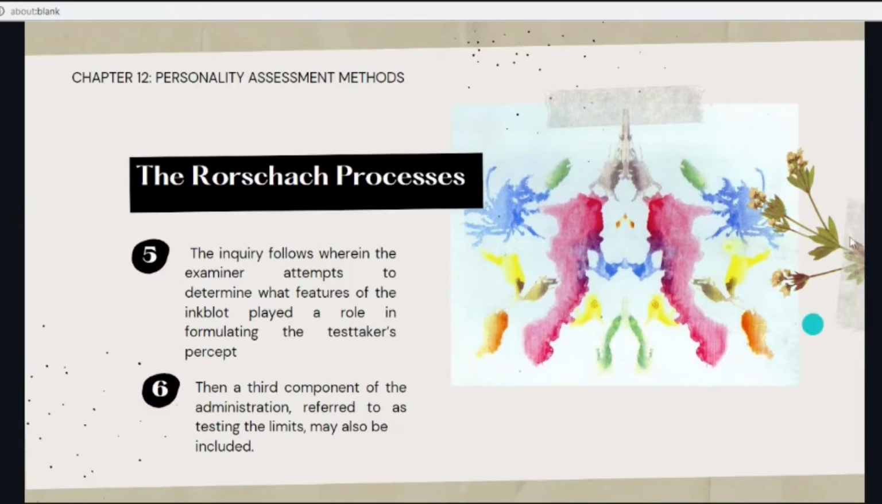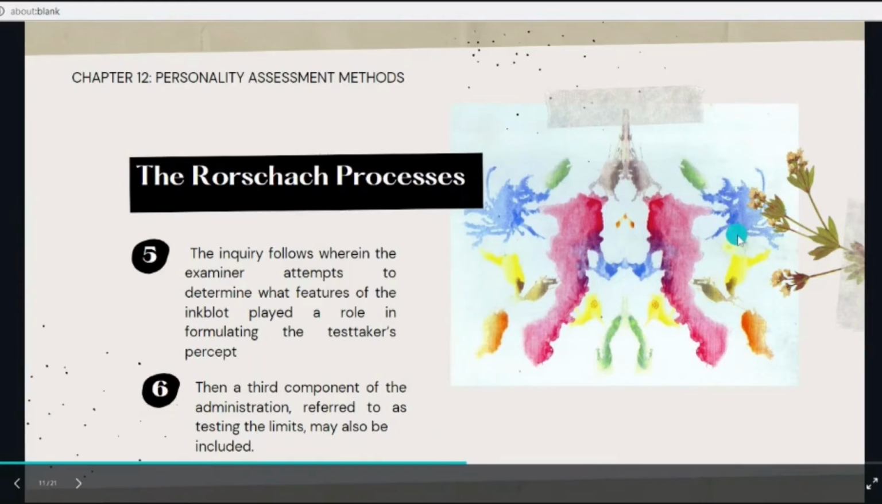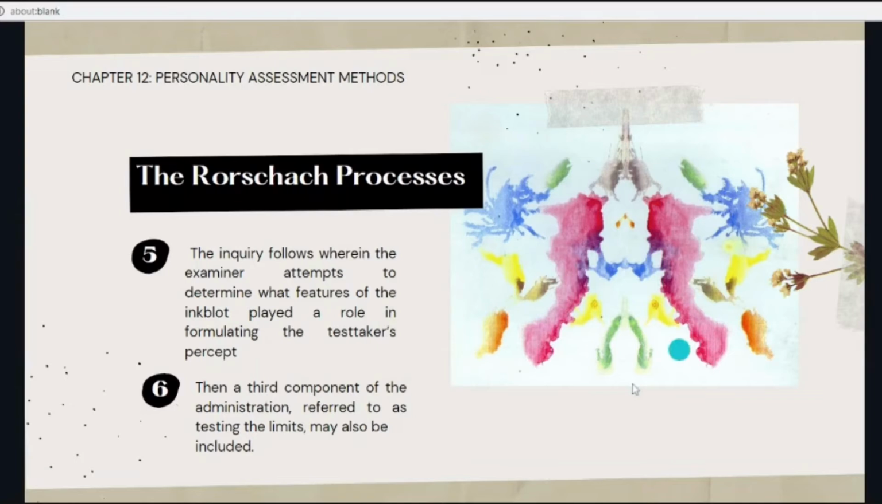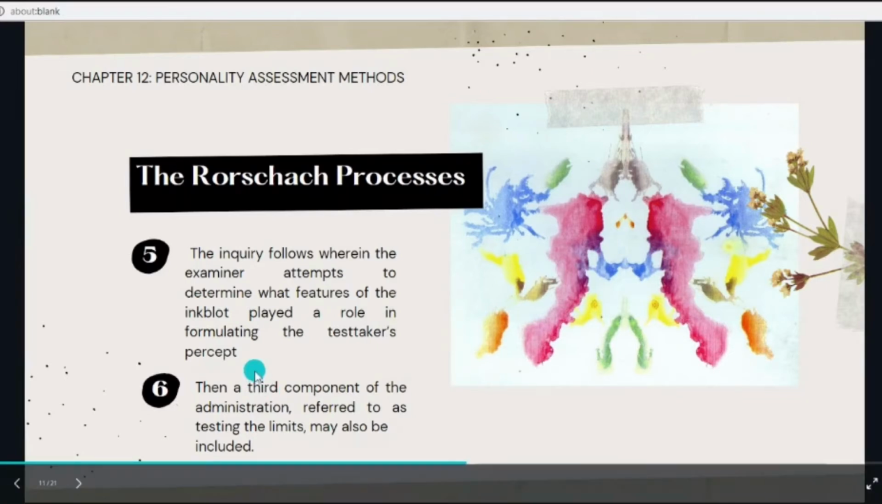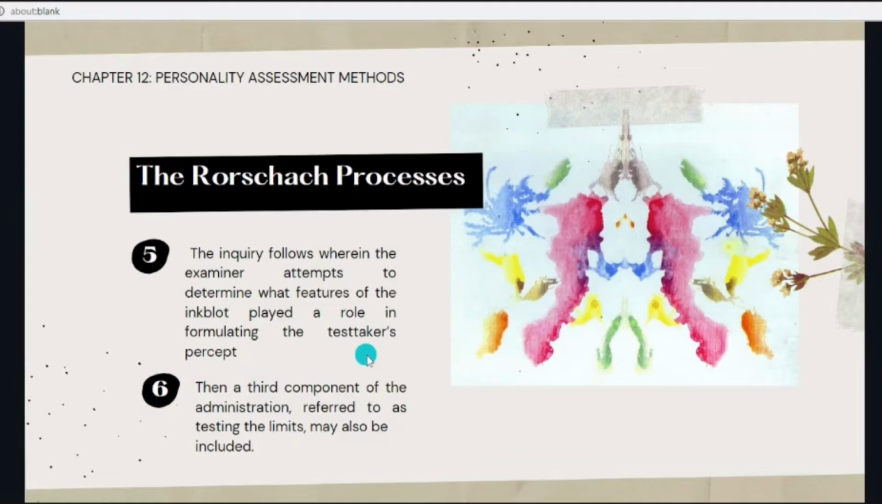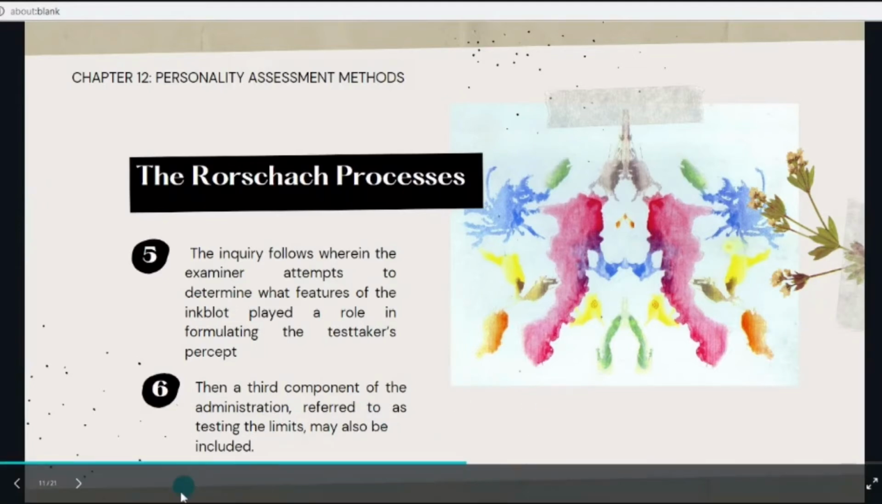Let's say, for example, a person was asked by the examiner what they can see on this ink blot, and the test taker would say that I can see a bird. Then klarohon na siya sa examiner: asa dapit dira makit-an nimo ang bird? Nga mingon siya na kaning yellow na part sa ink blot, kana naa sa pinaka right dapit, makit-an nako na bird siyang porma. Ingana na siya. So then a third component of the administration referred to as testing the limits may also be included.